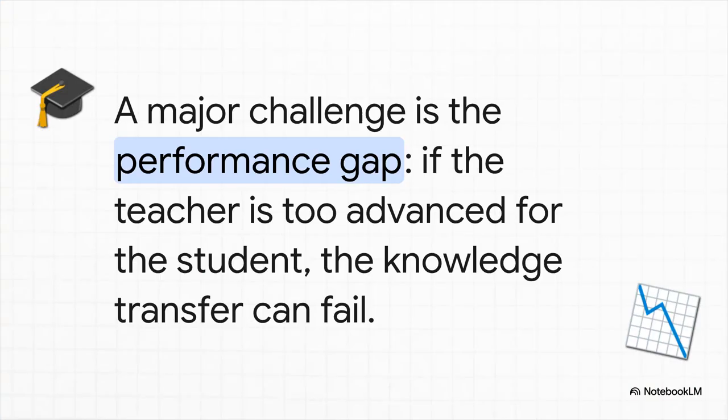Okay, so one of the biggest problems is something you could call the knowledge gap. Imagine the teacher model is Albert Einstein, and the student model is, well, way simpler. The knowledge just doesn't transfer properly. It's like trying to explain quantum physics to a toddler. They're just not going to get it. And the student's performance really takes a hit.